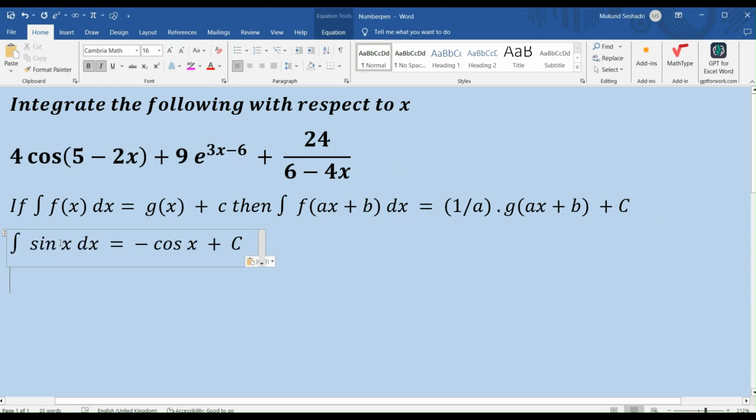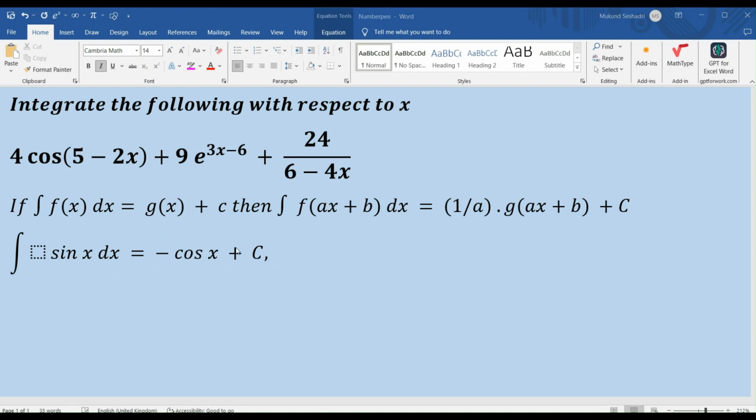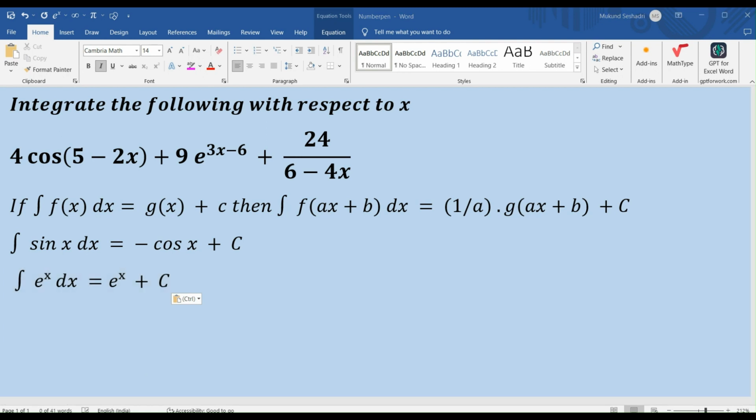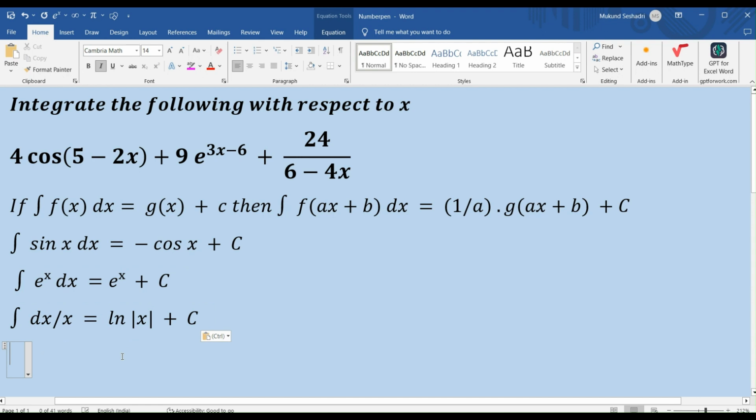This is one: integral of sine of x dx equal to minus cos of x plus c. This is one integral that we need, right? And then I go to the next one, which is e to the power type. So this is the second I need. Integral of e to the power x dx equal to e to the power x plus c, right? So, which means then I'm left with 1 by 6 minus 4x, which resembles this one, right? Integral of dx by x equals ln of mod x plus c, right?